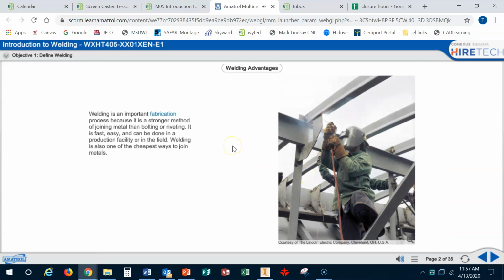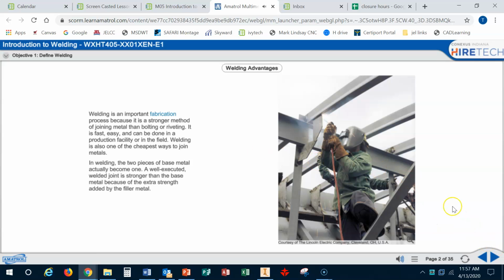Welding is an important fabrication process because it is a stronger method of joining metal than bolting or riveting. It is fast, easy, and can be done in a production facility or in the field. Welding is also one of the cheapest ways to join metals.